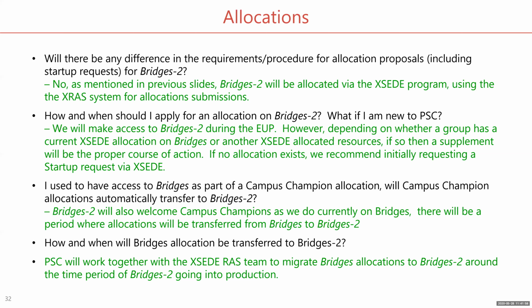I used to have access to Bridges as part of a Campus Champion allocation. Will Campus Champion allocations automatically transfer to Bridges-2?